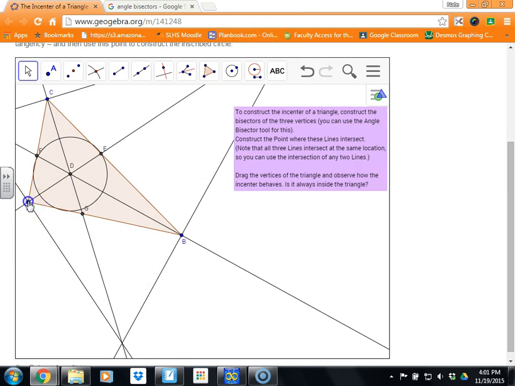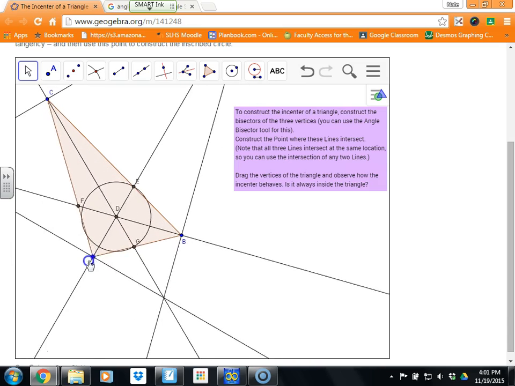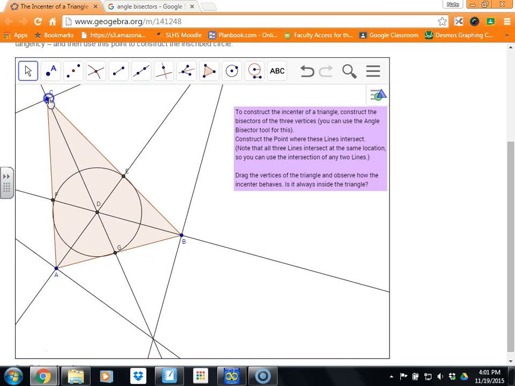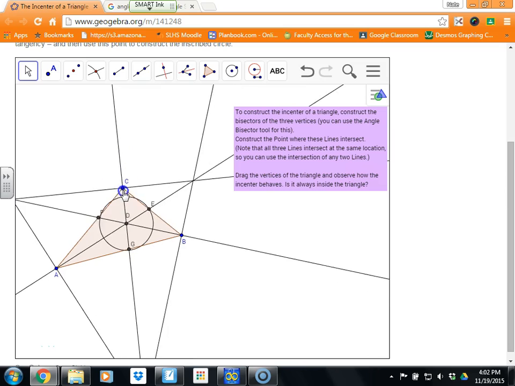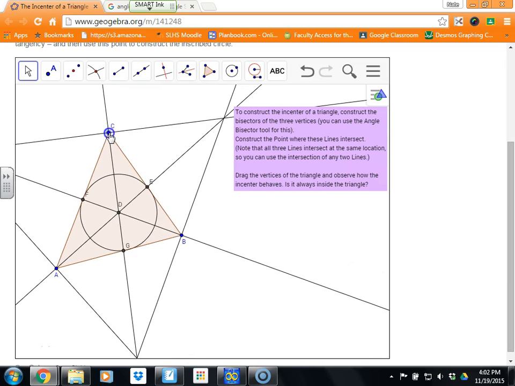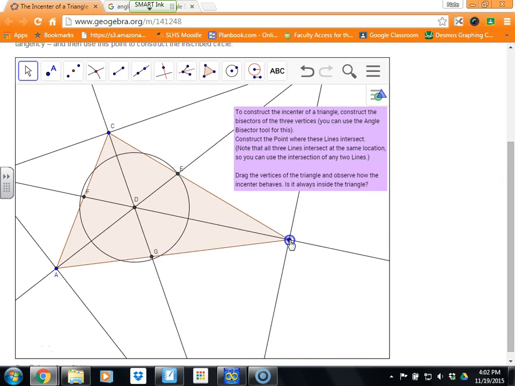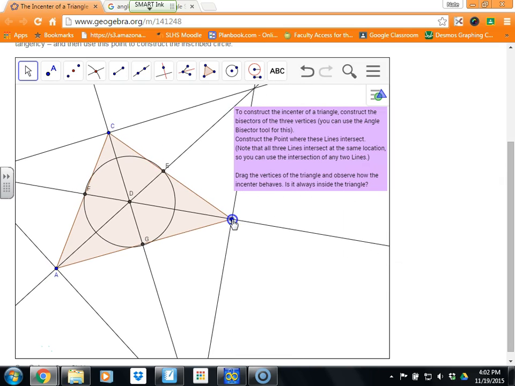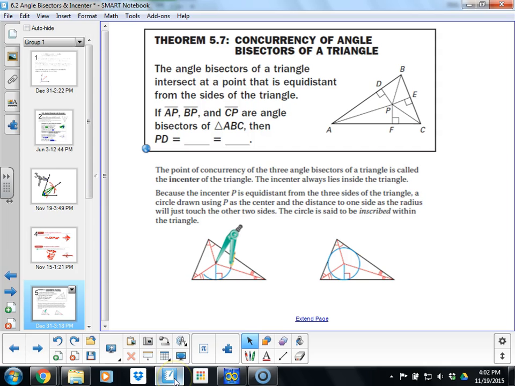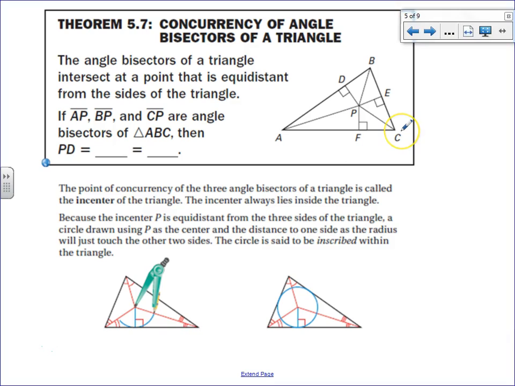So even if I drag the vertices, the angle bisectors remain there, and that incenter remains with the circle inscribed within the triangle. Okay, told you it's pretty cool. Anyway, let's continue on and write some information down about the angle bisectors.